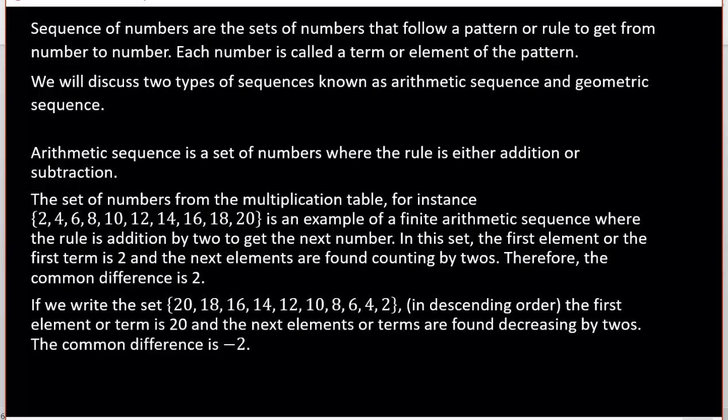If we write the set in the reverse order, in descending order, like 20, 18, 16, 14, 12, 10, 8, 6, 4, 2, then this is also in arithmetic form. The first term in this case is 20, and the difference we are getting, 18 minus 20, is negative 2. So that will be our common difference. Any two consecutive terms we take, 10, 8 for example, 8 minus 10 is negative 2. So the common difference is negative 2.